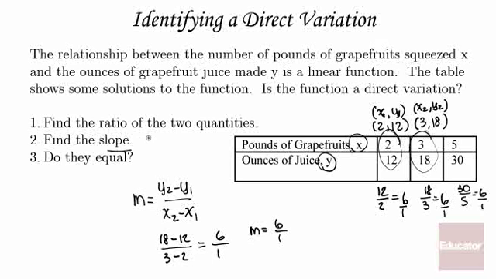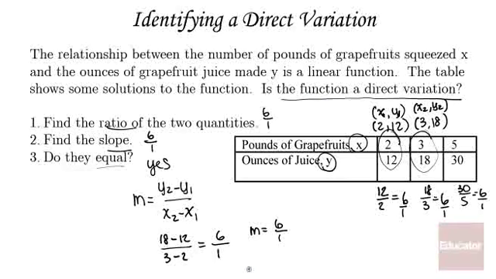So we found the slope, which was 6 over 1, and we found the ratio, which was 6 over 1. Do they equal? Yes. So is this function a direct variation? Yes, it is a direct variation because the relationship between the quantities stays constant. It's always 6 over 1.